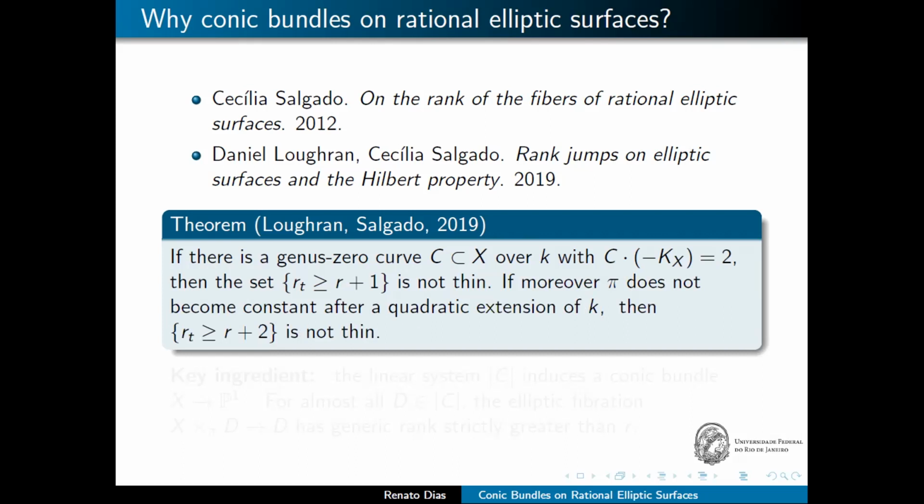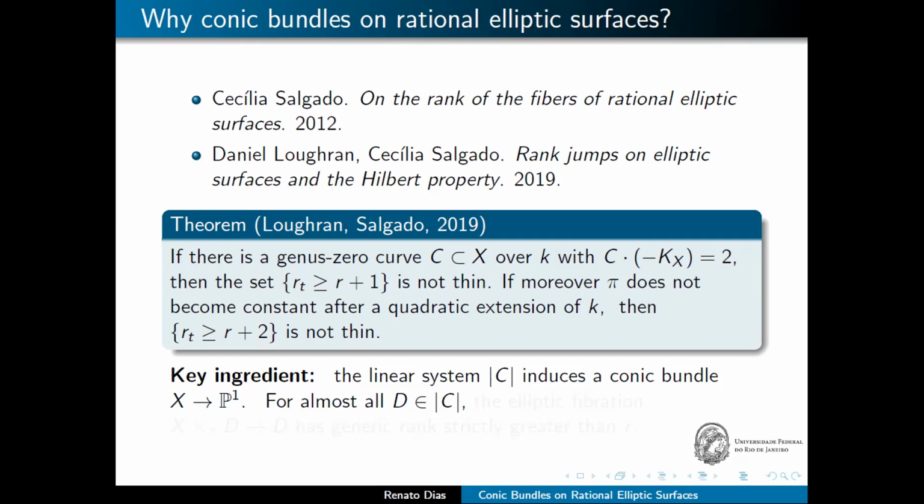And so why am I mentioning this? Because the key ingredient in the proof of this theorem, and there are a lot of ingredients, but one of them, is that the linear system induced by C is actually a conic bundle. So this curve C deforms into a linear system, which is exactly a conic bundle. And moreover, for almost all D in this system, we get a new elliptic fibration from this change of basis. And this new fibration has generic rank strictly greater than R. So that's where the rank jump occurs. So here we are with conic bundles.